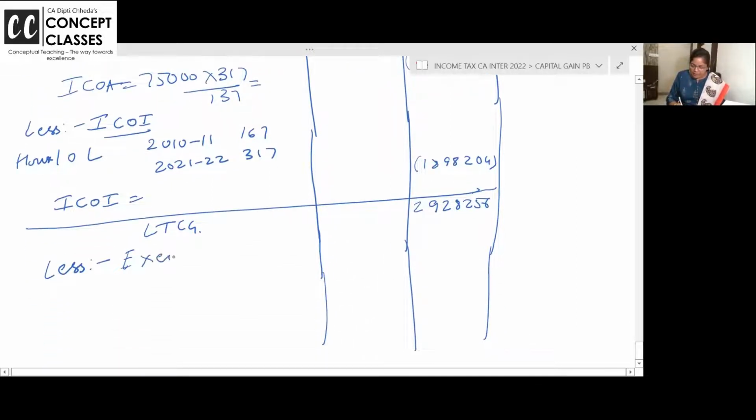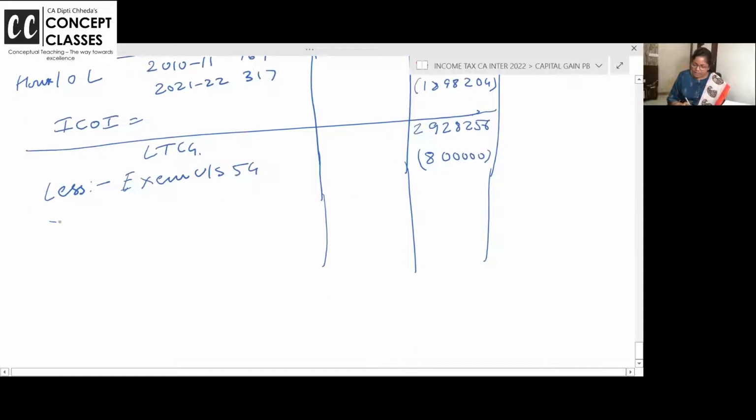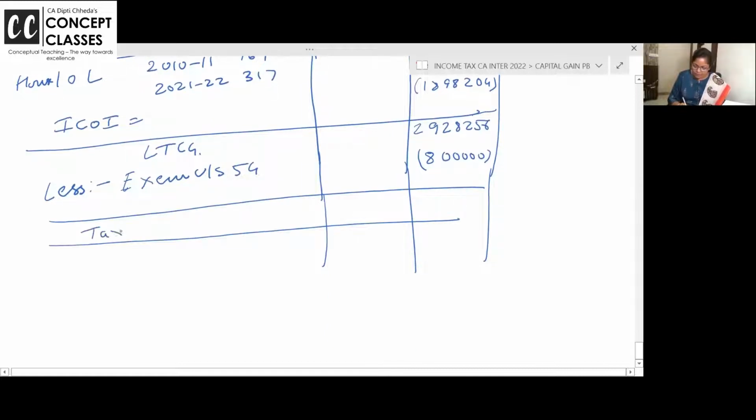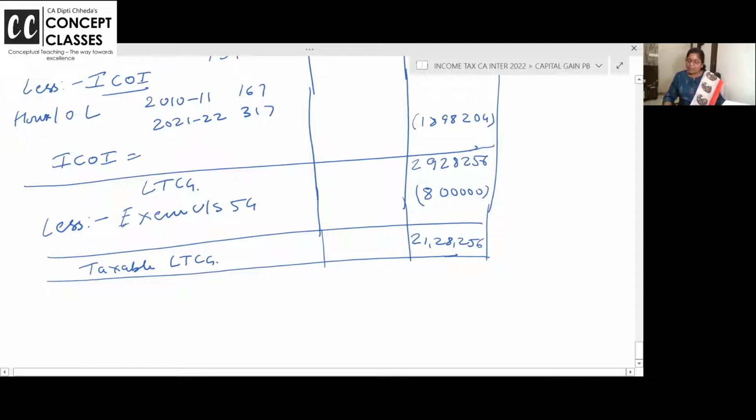But now you are getting exemption under section 54. You've sold the house, you've purchased one house for 8 lakh rupees. And so you have taxable long-term capital gain of 21,28,256. See, now actually you were supposed to pay the long-term capital gain on 29 lakhs. So you have purchased the house of 8 lakhs.